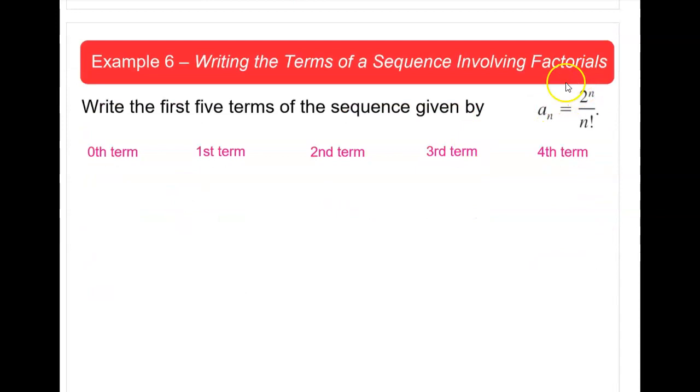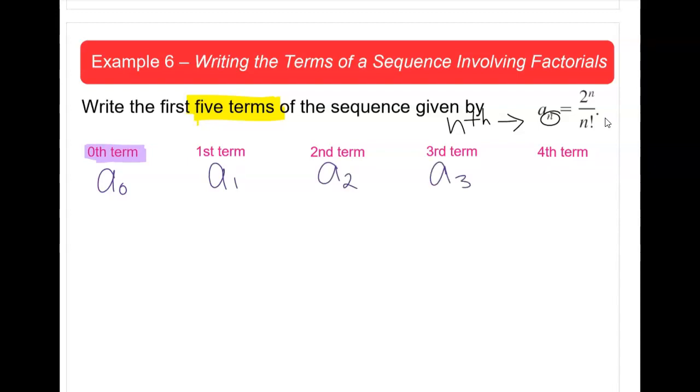Okay, so we have here the nth term for the sequence, and we're being asked to find the first 5 terms. However, I want you to notice how we are going to call the first term, actually they're calling it the 0th term. I don't really like that, but let's just go with it. But what they mean is we're finding a sub 0. Then for the first term, we're finding a sub 1, a sub 2, a sub 3, and a sub 4.